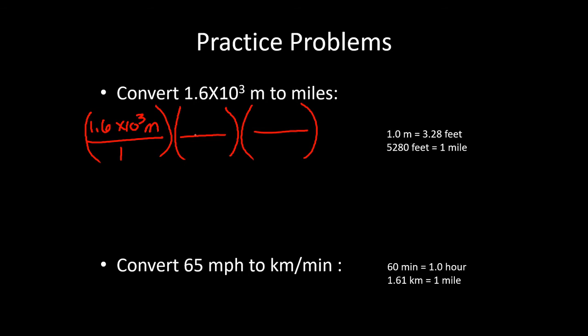So the first conversion factor I'm going to use is this one right here. This tells me that for every 1 meter, that is the same as having 3.28 feet. Now notice here I put meters on the bottom. That's because I want it to cancel out the meters that's on the top here. So then the second conversion factor, there are 5,280 feet in every 1 mile.